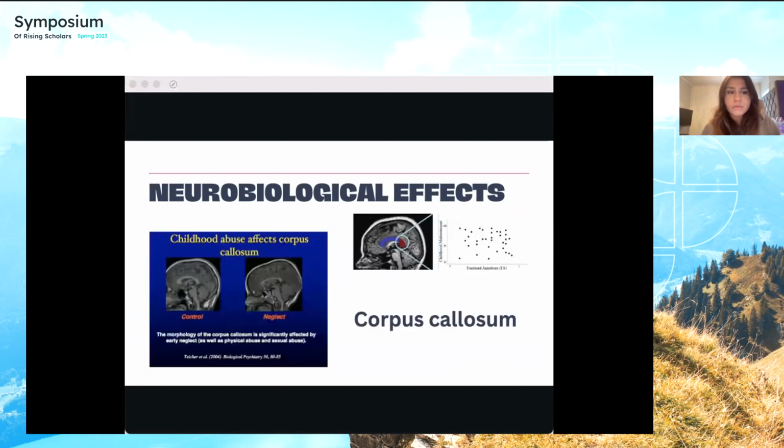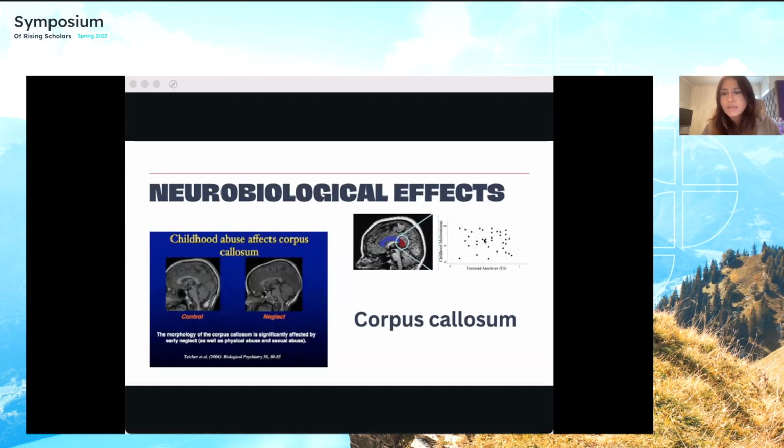So the next part of the brain I'm going to be talking about is the corpus callosum, a nerve tract with more than 200 million nerve fibers that connects the two brain hemispheres. It allows the left and right side of the brain to process motor, sensory, and high-level cognitive information. As you can see in the picture of the MRI, this is control, and this is neglect. So control is how the normal corpus callosum should look, and then this is after neglect.